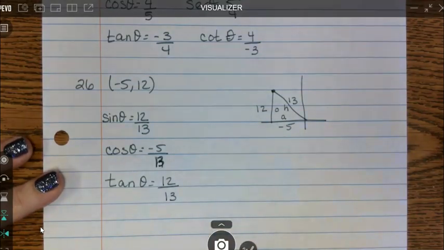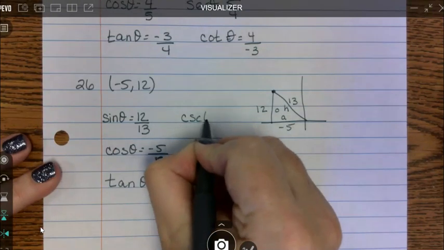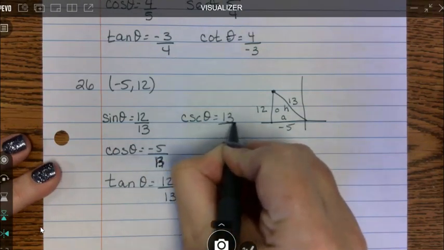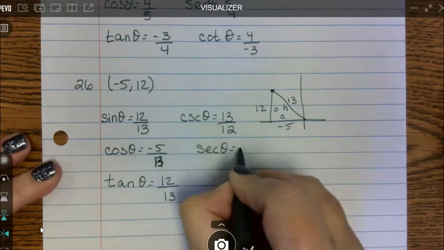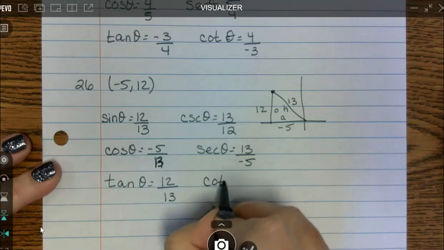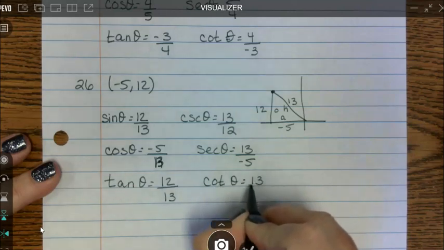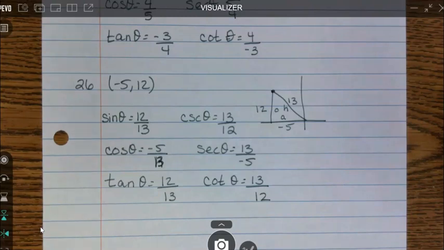Okay. Now let's do the others. So cosecant, 13 over 12. Secant, 13 over negative 5. And cotangent is 13 over 12. Okay.